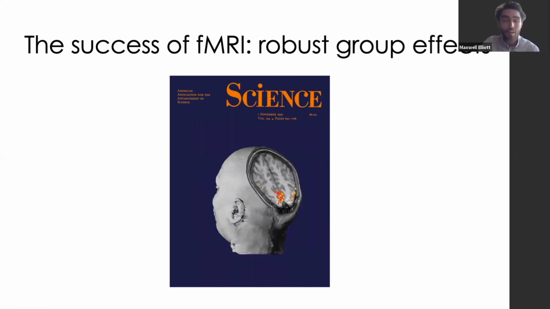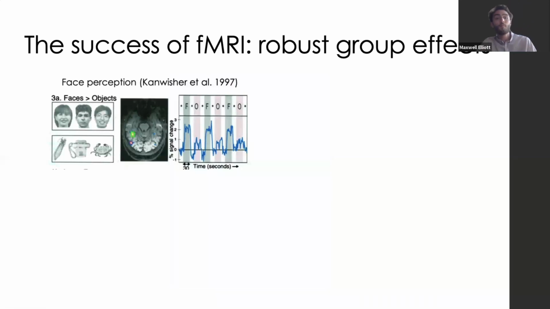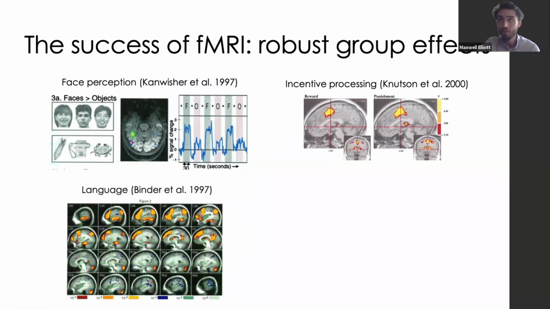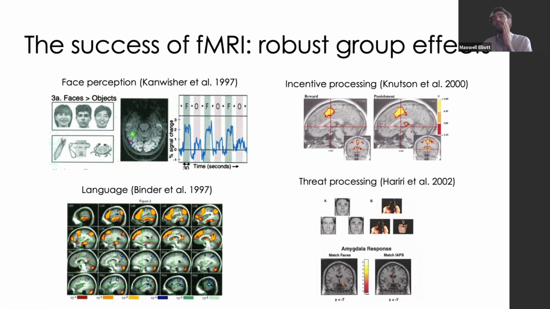We've advanced this methodology to many different types of tasks. These include when you look at faces compared to objects, you can see activation in the fusiform face area. When you get incentives, you can see activation in the striatum. You get this really nice left lateralized language network when you do a language task. And a task near and dear to the heart of my lab: when you look at threatening images, you see activation in the amygdala.